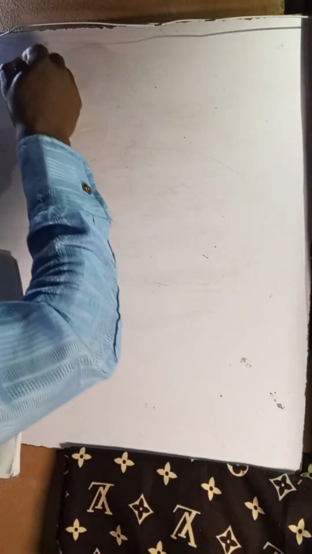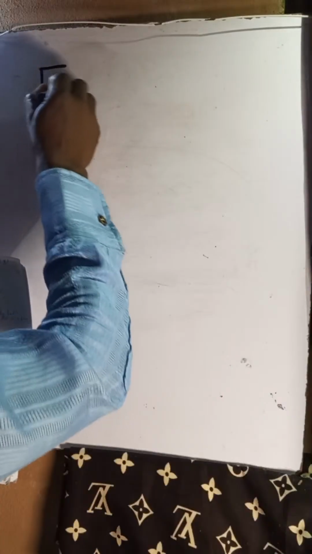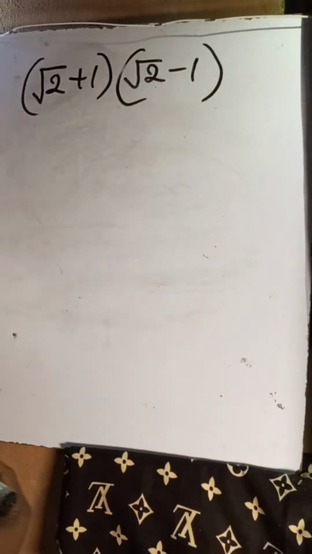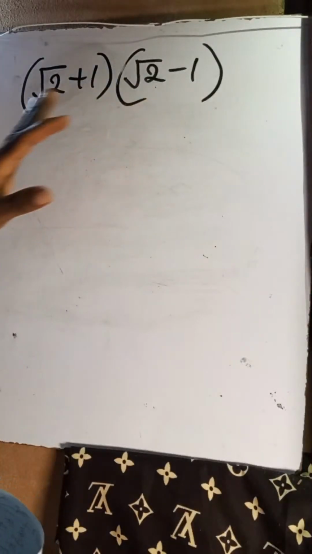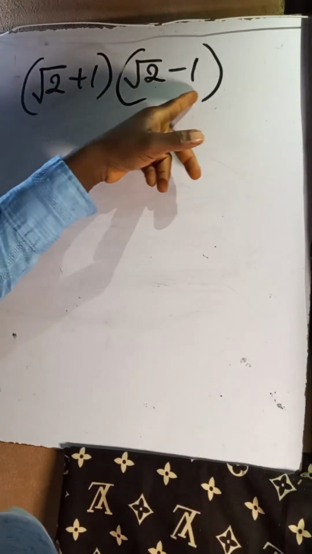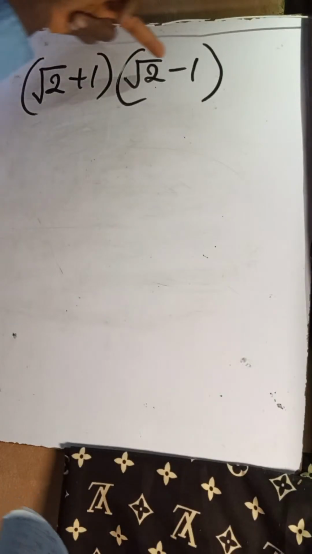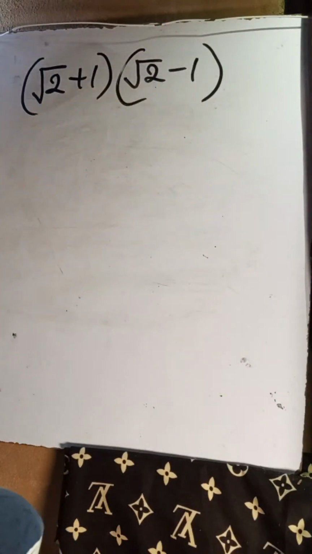Look at this. We have to evaluate root 2 plus 1, then root 2 minus 1. I told my students in my previous videos that when you have something as simple as this, the method is quite simple. Remember, these 2 brackets are the same. Look at the brackets. You notice that they are the same. The difference is just that here we have plus and here is minus. So this is a mere difference of 2 squares.